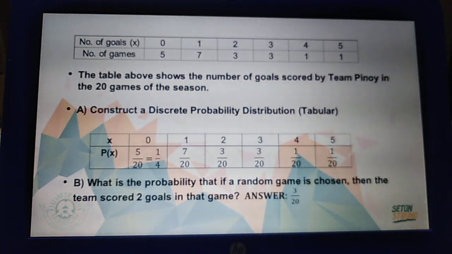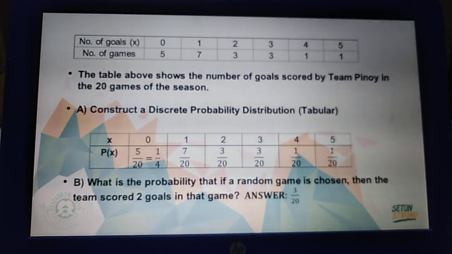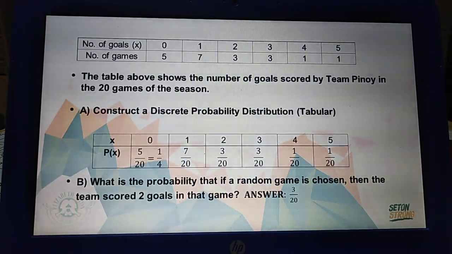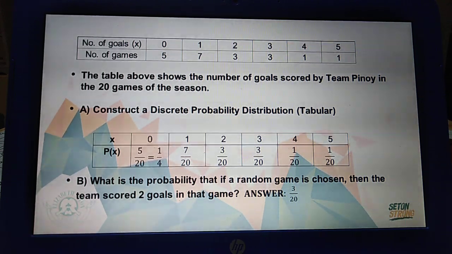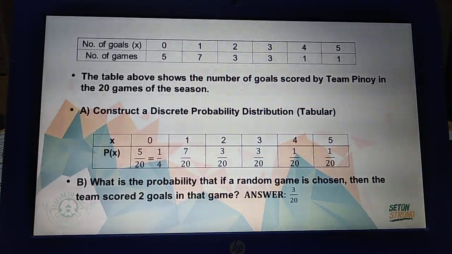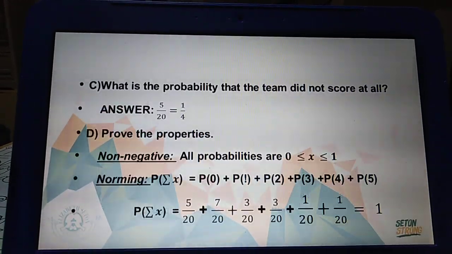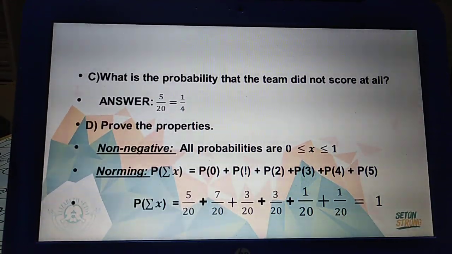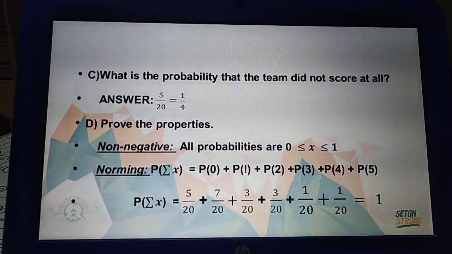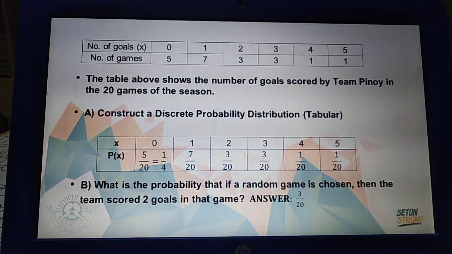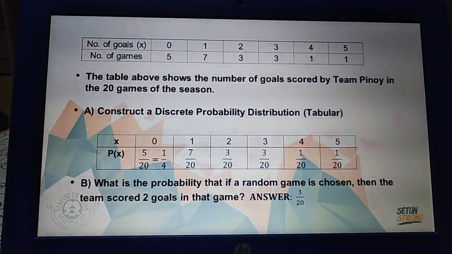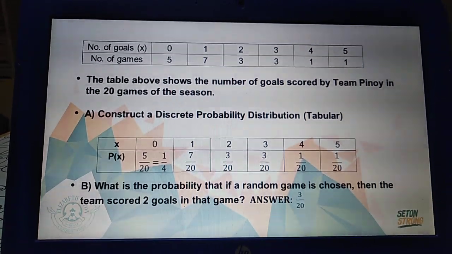Second, you were asked for the probability, if a random game is chosen, that the team scored 2 goals in that game. So looking at the table, the question is, what is the probability that the team scored 2 goals? Notice in our table that the probability that the team scored 2 goals is 3 over 20. Third, you were asked for the probability that the team did not score at all. Going back to our table, we notice that there was no score in 5 games, so that would be 5 over 20, which is the same as 1/4.